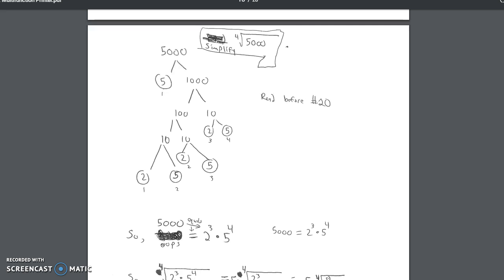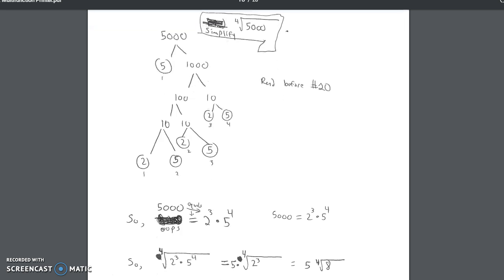Okay, and I do another example of 5,000. I do the 4th root of 5,000. I'll let you copy that down. I prime factor 5,000 into 2 cubed times 5 to the 4th. This is probably one of the better ways to do it. There's several factor trees you could do, but this is probably one of the nicer ways. You get 2 cubed times 5 to the 4th.